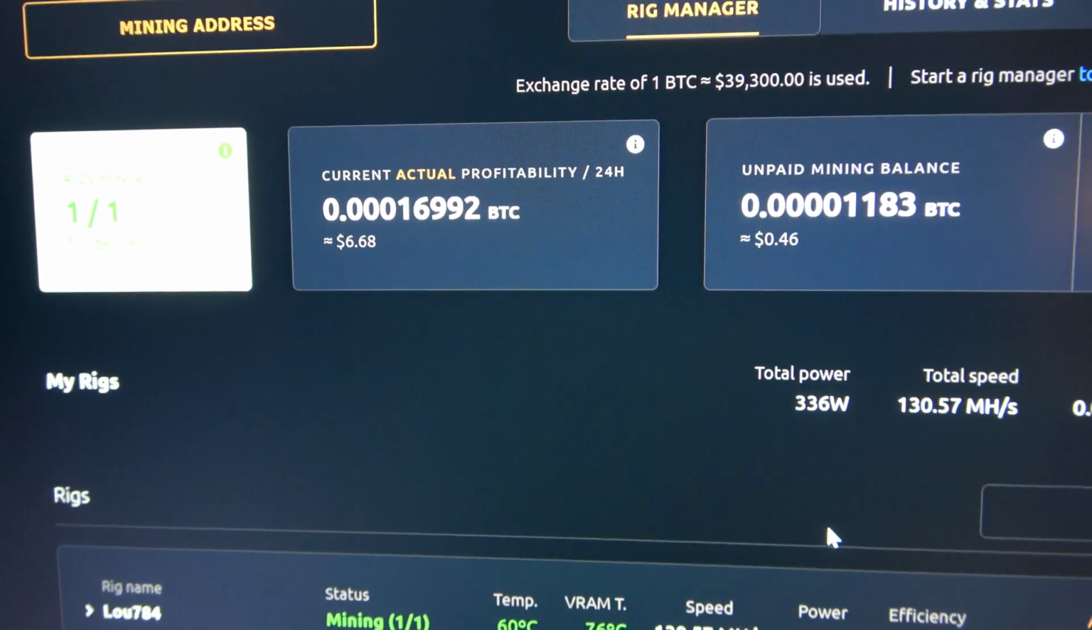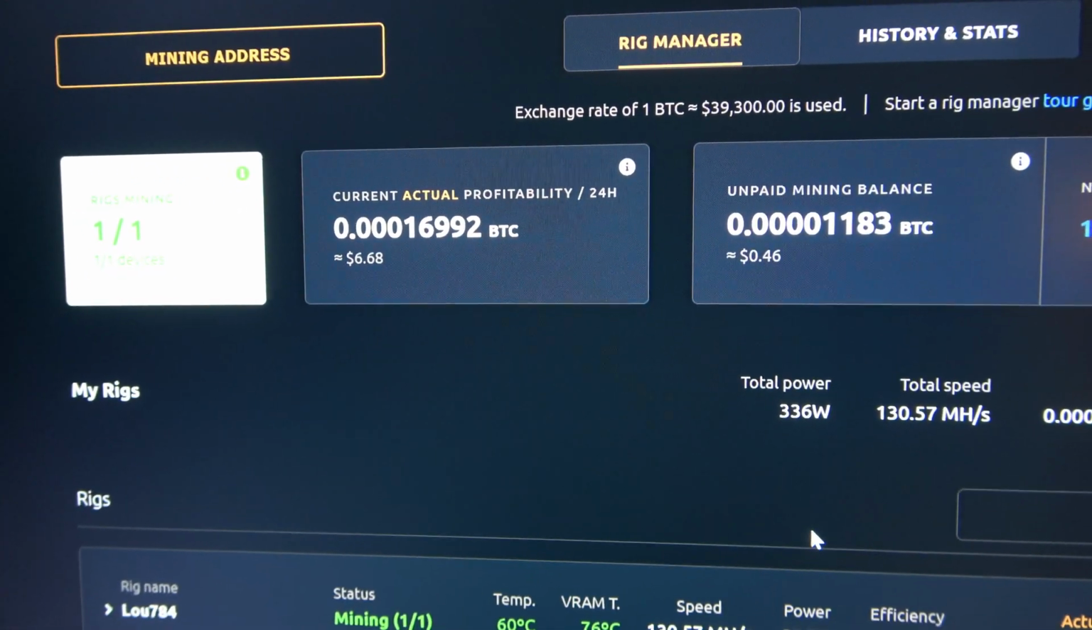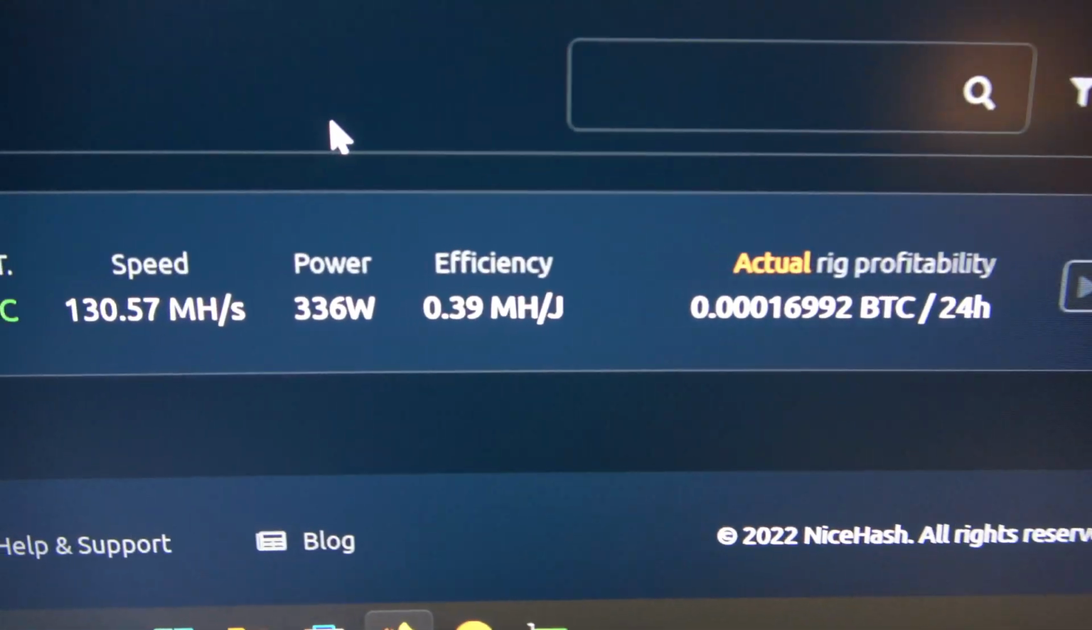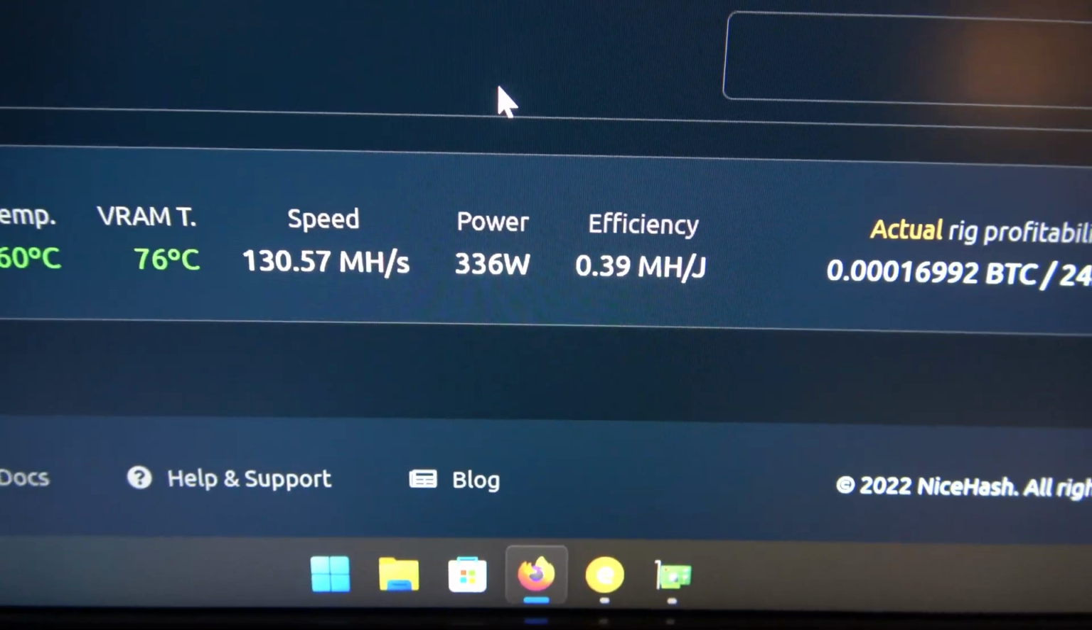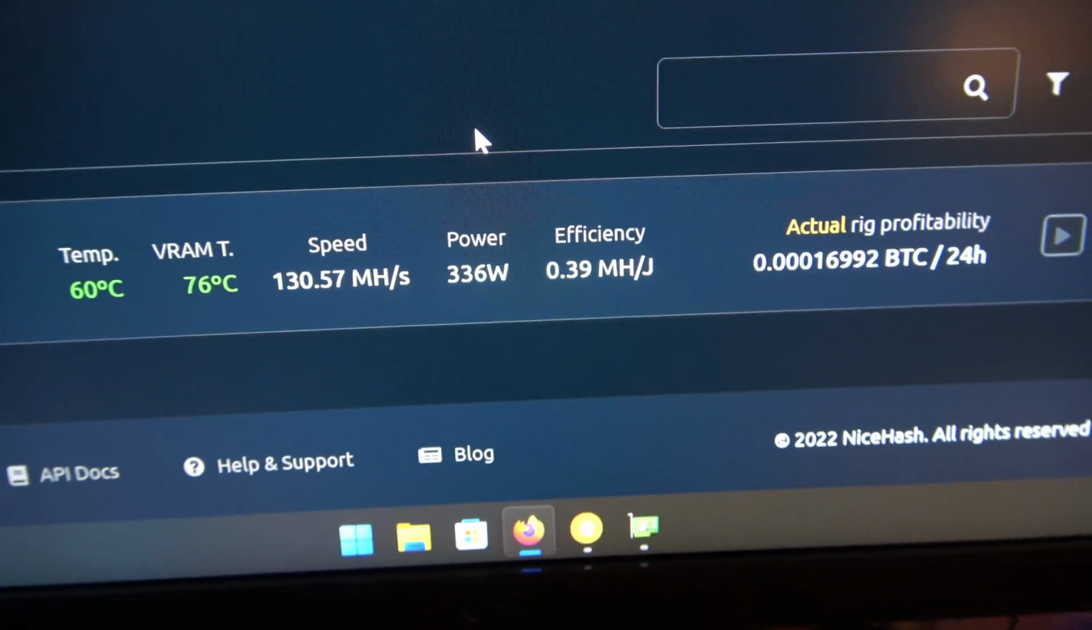So mining profitability, it'll vary between $5 and $6 depending on what's going on with the market. Right now it's sitting at $6.68, which is actually really, really high. It's normally not that high, but of course, everything varies. How you're using the computer, or if you're web browsing and stuff, so it kind of varies.